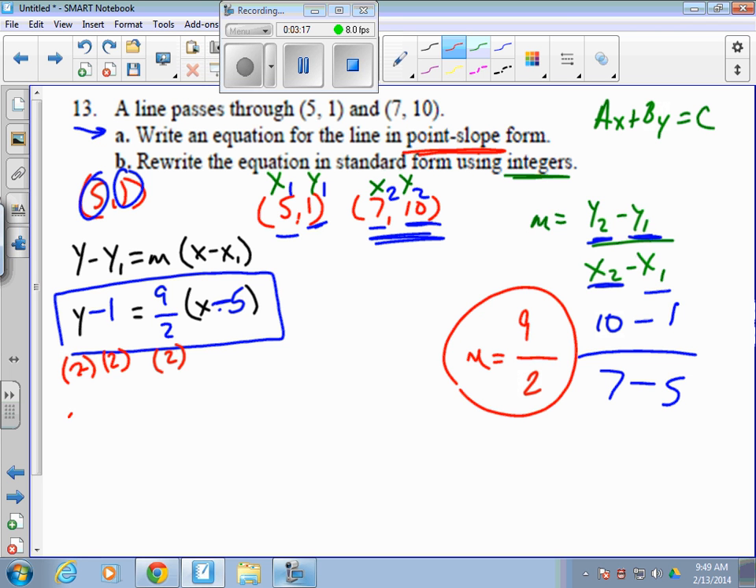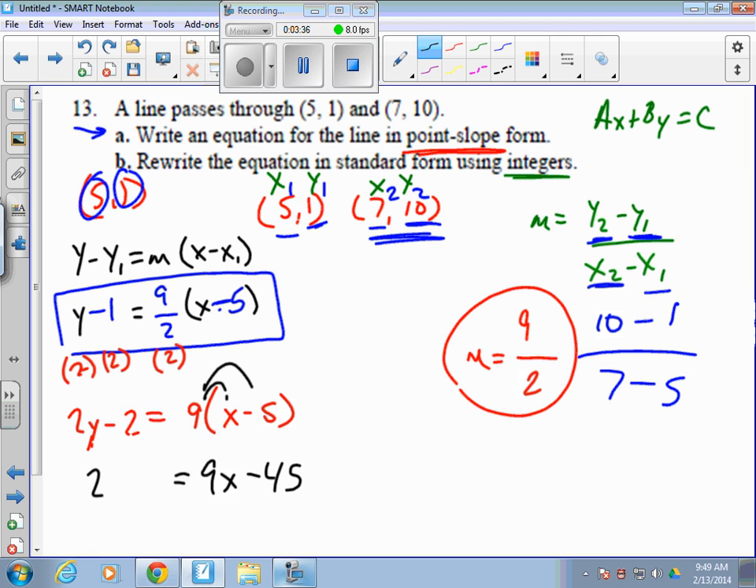2 times y will be 2y. 2 times negative 1 is negative 2. It cancels this one out and just leaves you with 9 times x minus 5. So when we simplify that, 9 times x is 9x. 9 times negative 5, not times 5, but negative 5, is negative 45. It's still equal to what's on the left side, 2y minus 2. But it doesn't quite say standard form yet. It doesn't quite say ax plus by equals c.